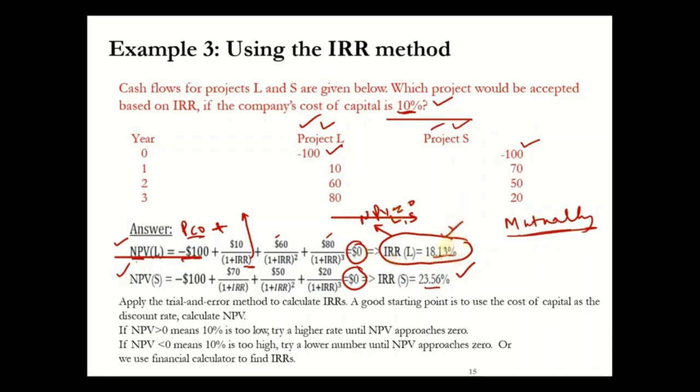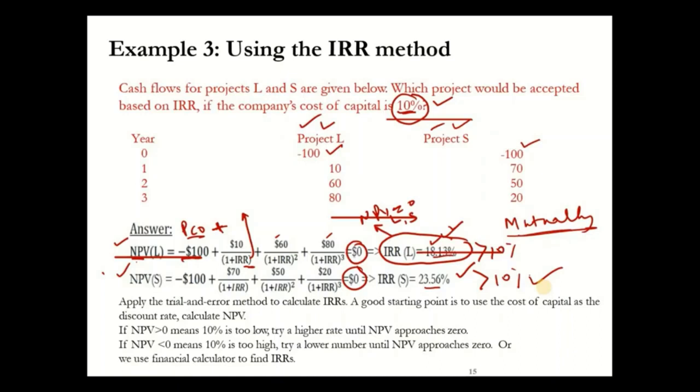Of course we can choose both projects if both are independent, because the cost of capital is 10%, which is less than the IRR, right? The IRR is higher than 10% in both cases. So we can straight away go for project S because it is giving us a higher IRR. Why is it more preferable?